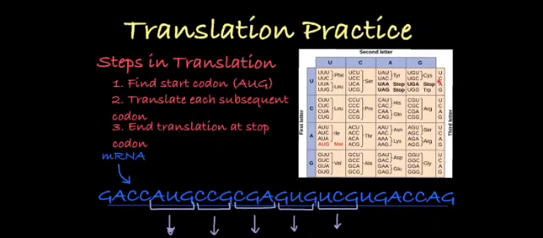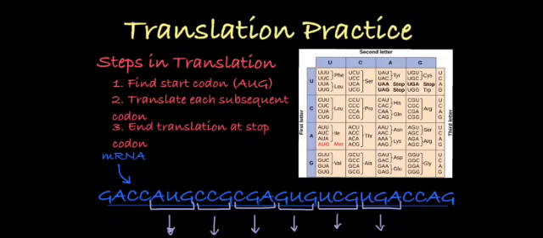And then finally we hit UGA, which does not code for an amino acid. It's simply a stop codon signaling the end of translation. Any codon after the stop codon does not get translated. At this point, I've translated the full mRNA molecule into a sequence of amino acids that will make up a polypeptide, which will then be modified and folded into a protein to use in the cell.